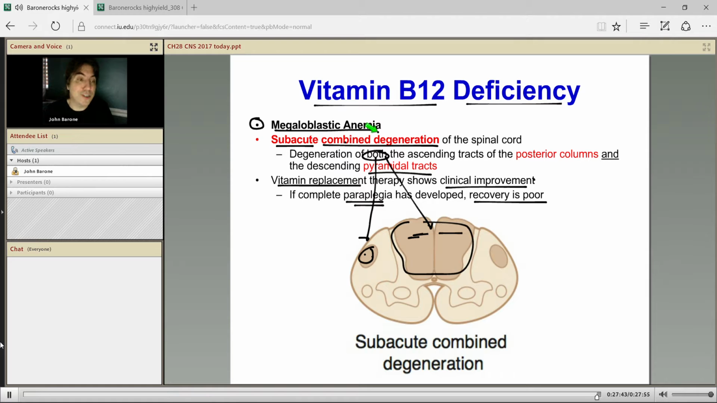So make sure you treat this. And again, B12 deficiency, it's very testable. They really like to ask it. All right, I think you guys got it. So let's end right here. And on the next tape, we'll come back.